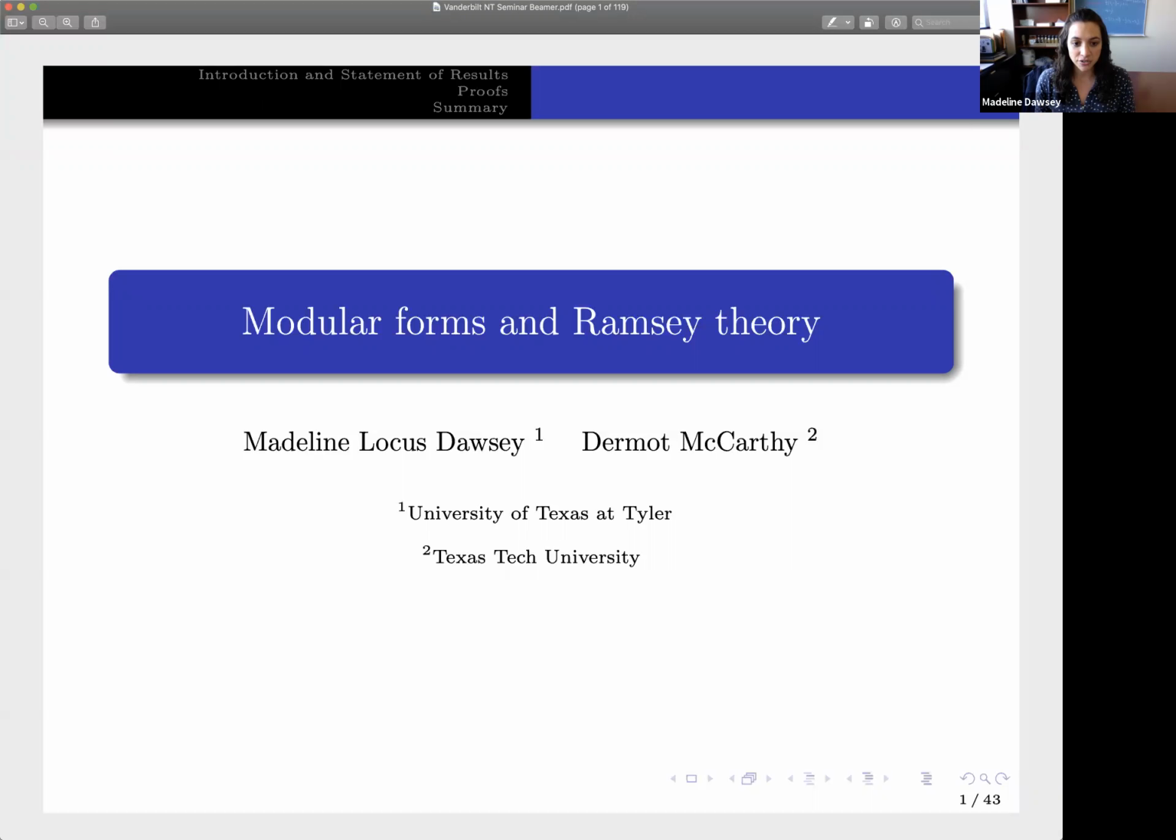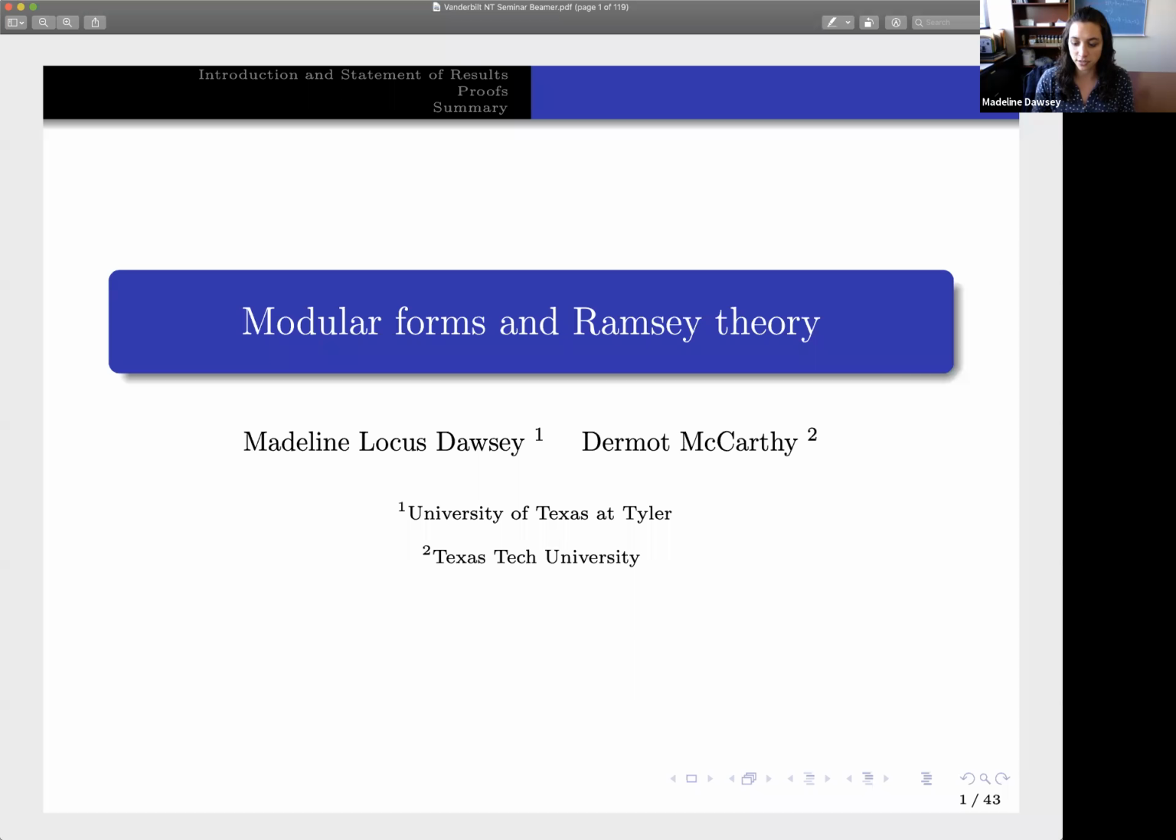Yeah, so I'm excited to talk about some Ramsey theory today. This is something in graph theory. I never did any graph theory before this, but I think it's really cool that there is a connection with modular forms. This is joint work with Dermot McCarthy, who's at Texas Tech.